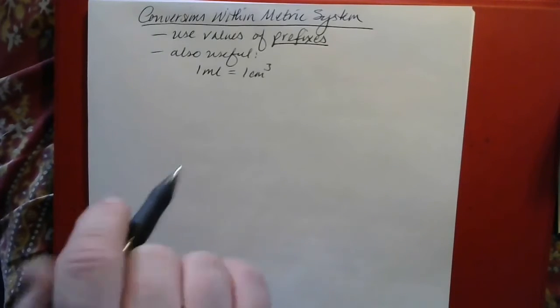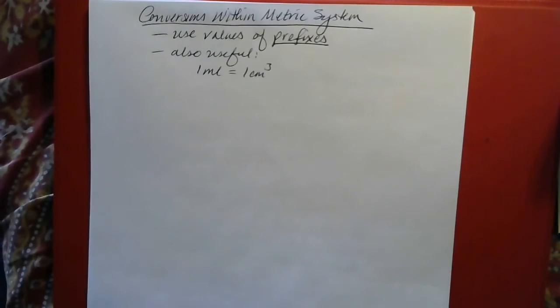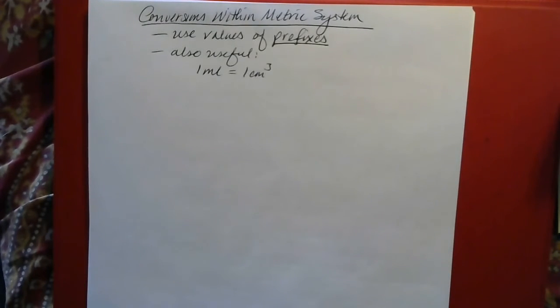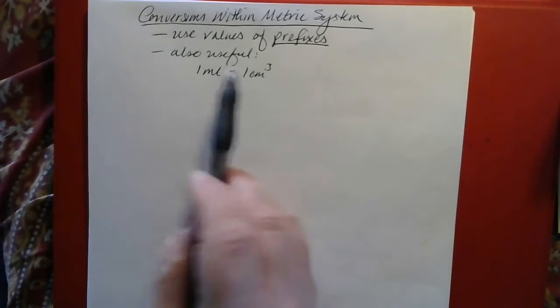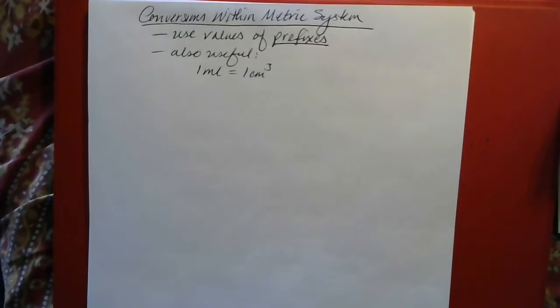And vice versa. If you get something measured in milliliters, but say you need cubic meters in order to use that number in an equation, because cubic meters is the SI unit for volume, then you can just go from milliliters to cubic centimeters and then to cubic meters.